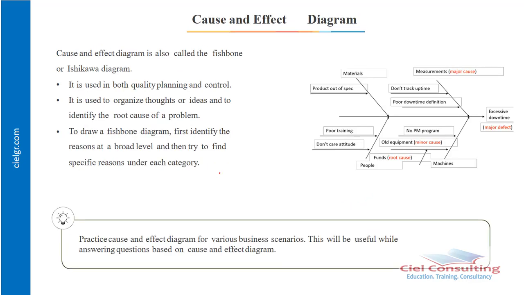Now, aside from that, the second aspect of the 7 basic quality tools is the cause and effect diagram.